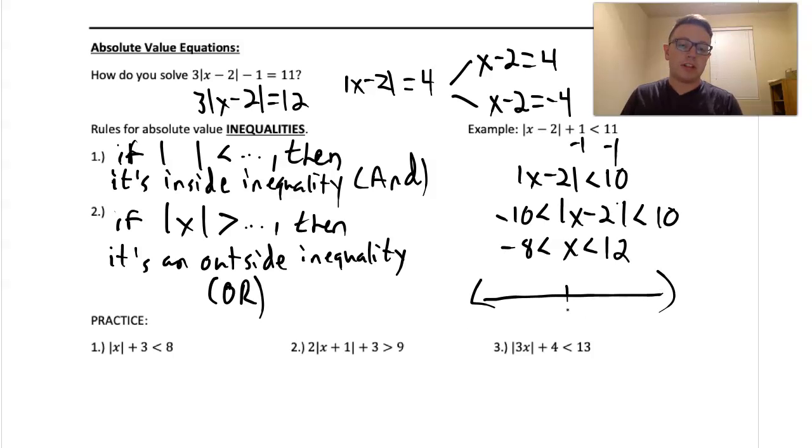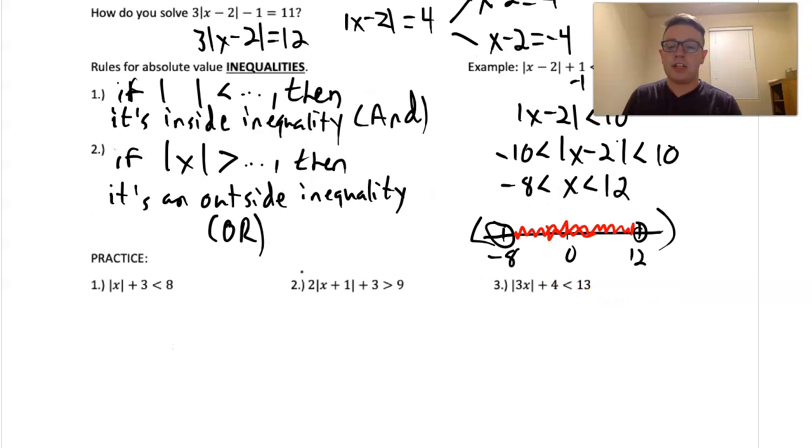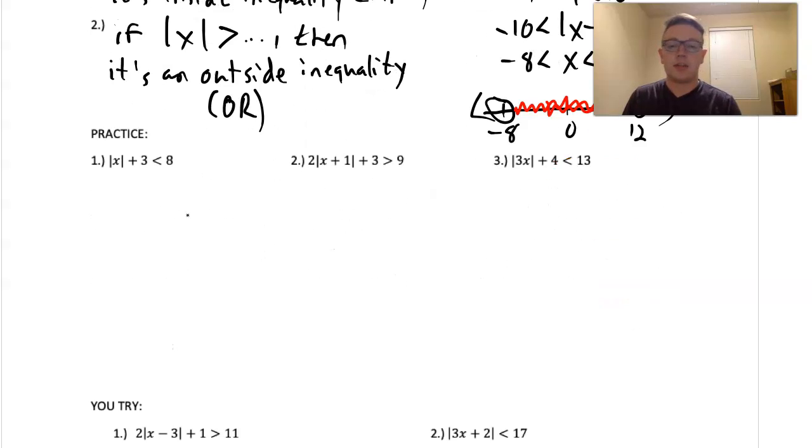When we put this on our number line, we're going to have open dots. And we said this is an inside inequality. This is everything inside or interior, meaning that all of our solutions are going to be everything inside of here. Now I know this is confusing, so we're going to do a couple more practice problems, and then I'm going to let you all try a couple.